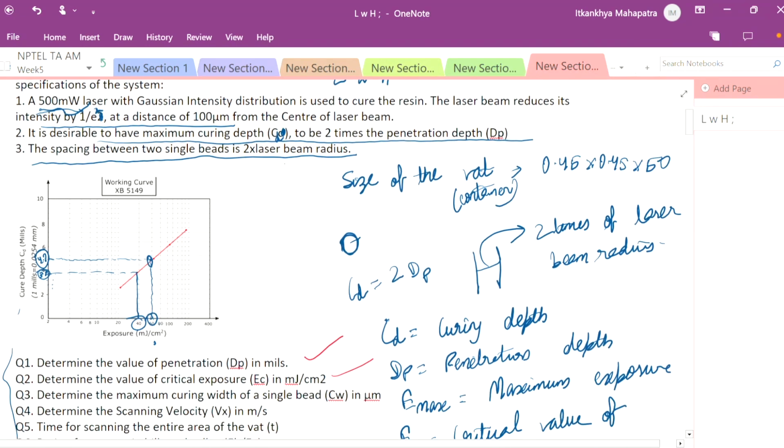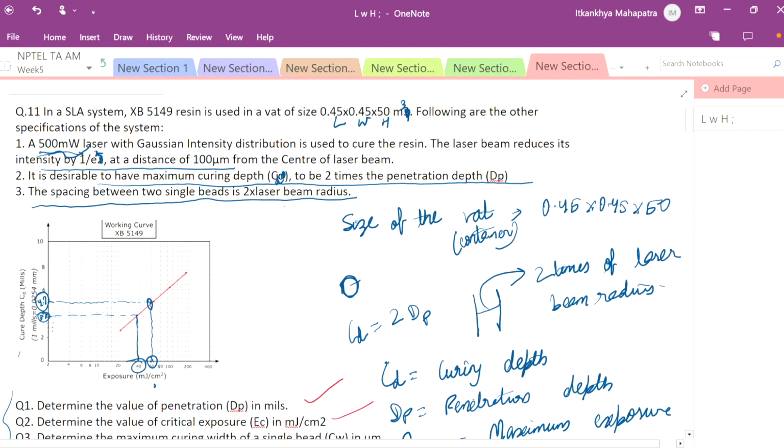So this was the question of the SLS system from last week's assignment. This is a lengthy question, and your answers will vary according to the points which you have taken for exposure and cure depth. That is why for these questions we have a range within which the answer should lie, as in your GATE questions. Any doubts?